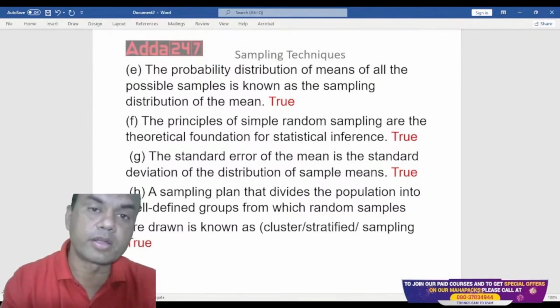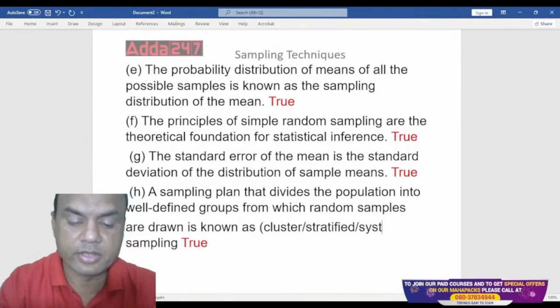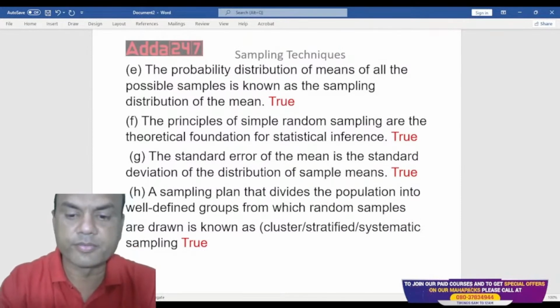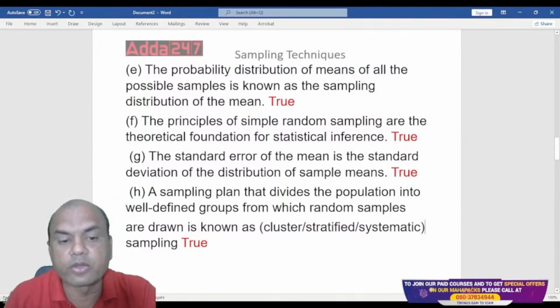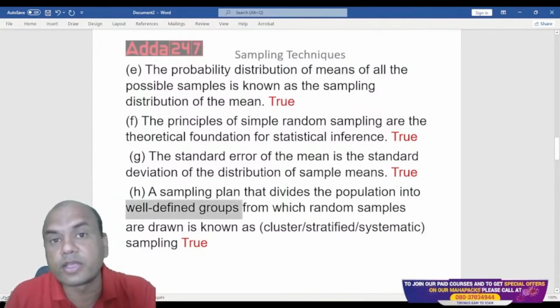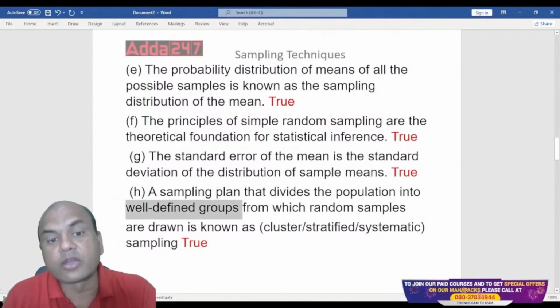Then, or systematic. Then also the answer would have been correct. See here, well-defined groups means what? Whatever is it given specifically? That what type of well definition? Is it related to regions?